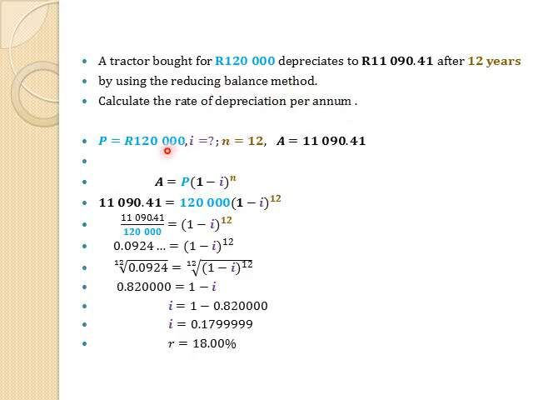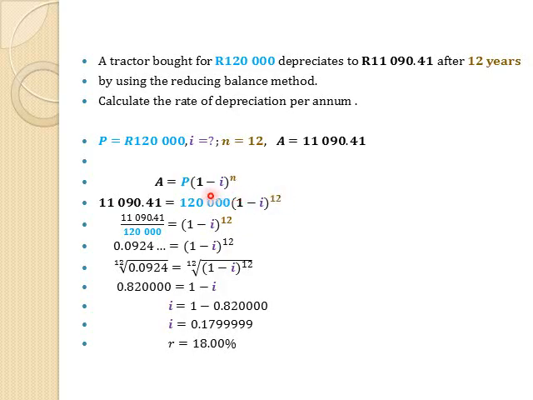So presently the tractor is worth 120,000. In the future, its accrued value is 11,090 rand 41 cents after the 12-year period. N is 12 and we're looking for I. Reducing balance, so we're using A equals P(1 minus I) to the power N. A is 11,090.41, P is 120,000, 1 minus I to the power 12.